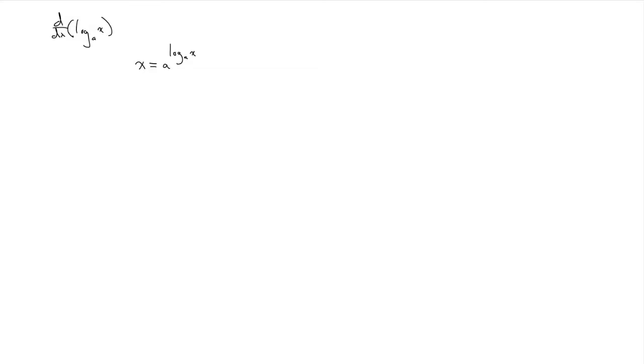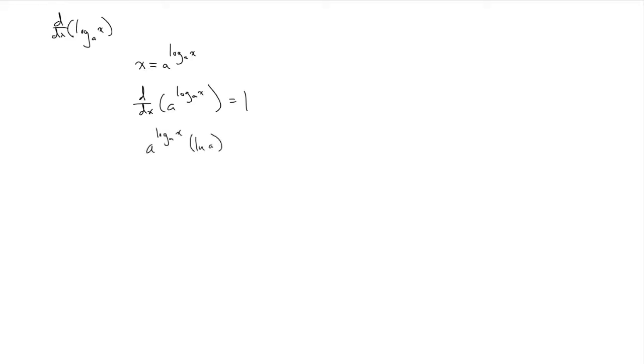We write x as a to the log base a of x. And since the derivative of x is 1, that tells us that the derivative of a to the log base a of x is also 1. And we know how to take the derivative of a to the x. We just figured that out today. So that means we know how to take the derivative of a to some function. You have to use the chain rule. You treat the function as if it were a variable.